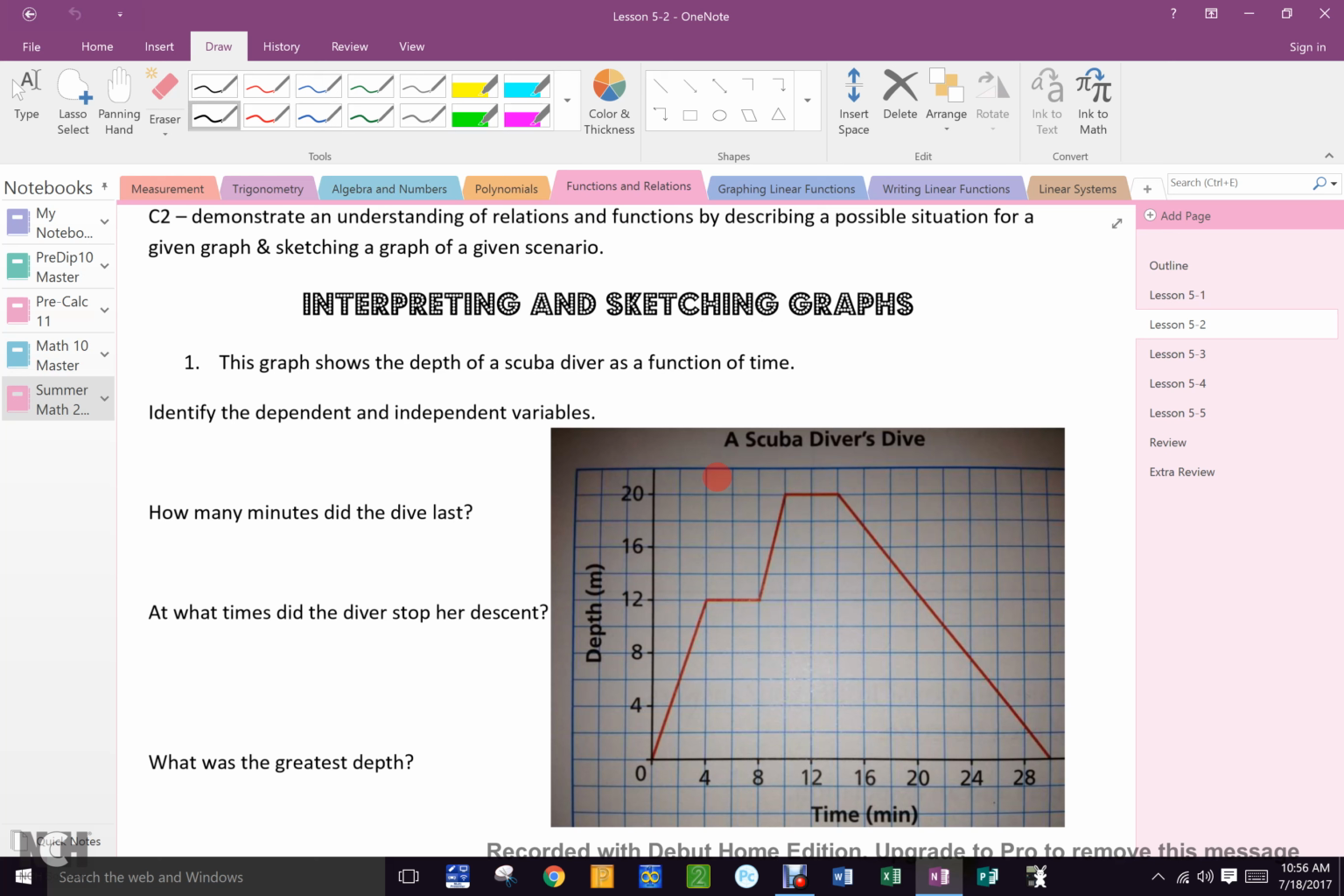All right. Now listen to me. Do not automatically assume that the independent variable is on the x-axis, because it is not always on the x-axis. You must understand what the independent variable is.